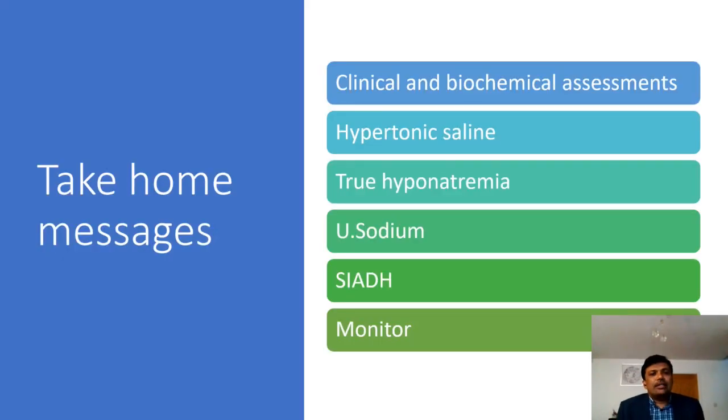So in this talk today, I talked briefly about hyponatremia, the clinical and biochemical assessments of hyponatremia. I talked about hypertonic saline, different strengths, and when to use it, and what is true hyponatremia, that is hypotonic hyponatremia. What's the importance of urine sodium, when it is going to be low, when it is going to be high, and what is SIADH, how you can calculate osmolality at the bedside, how you can assess an SIADH patient, and if you correct at all, how to monitor them carefully to avoid osmotic demyelination syndrome and thereby prevent complications.